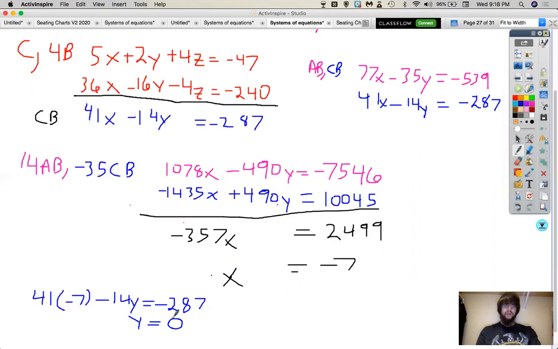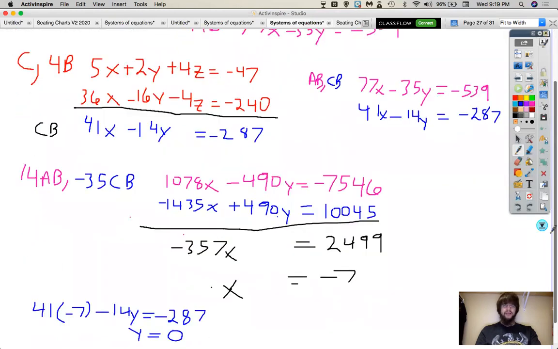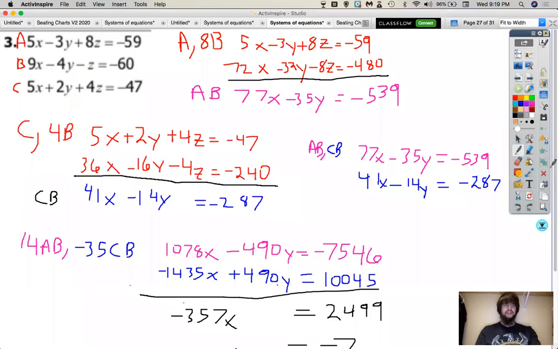So then we go back to one of our originals. Does not matter which one. And look for the ones with the smallest coefficients. What am I solving for? I got X, I got Y. I need to get Z. So I'm going to go with B because it's got a coefficient 1 on Z. So if I'm doing it by hand, it'll be easier to do B, in my opinion.